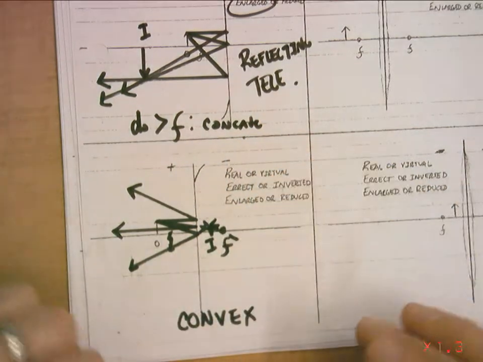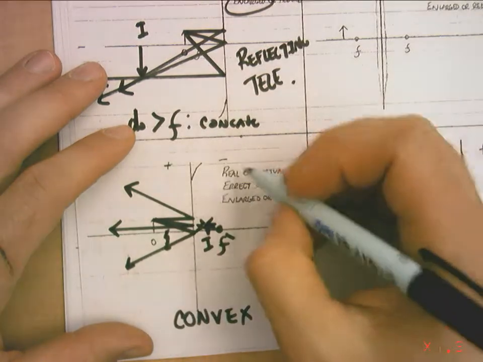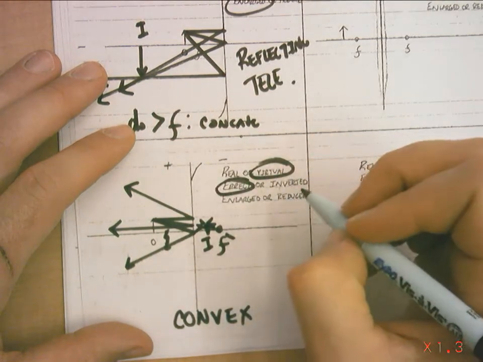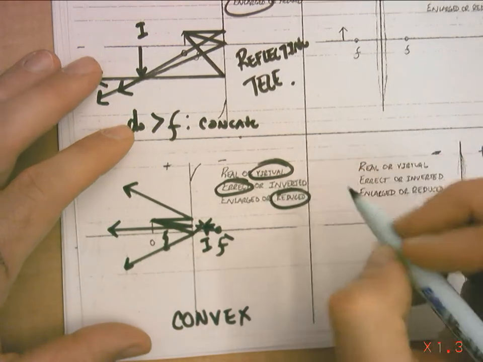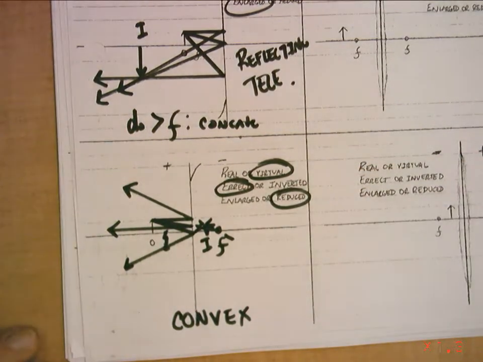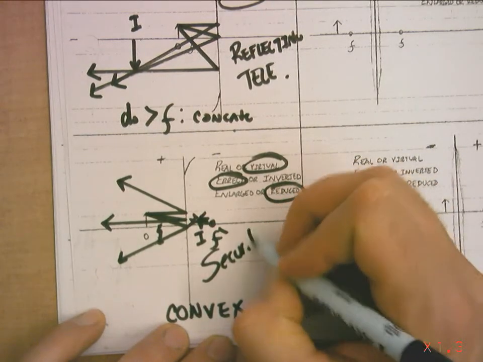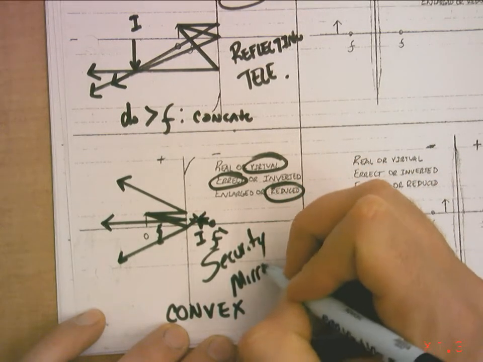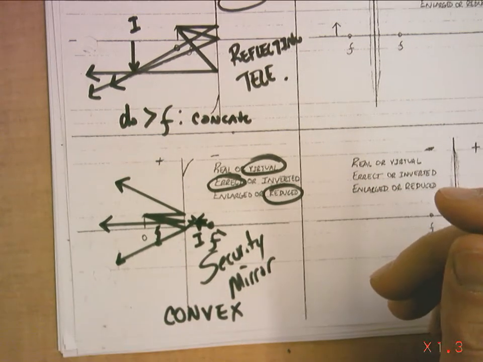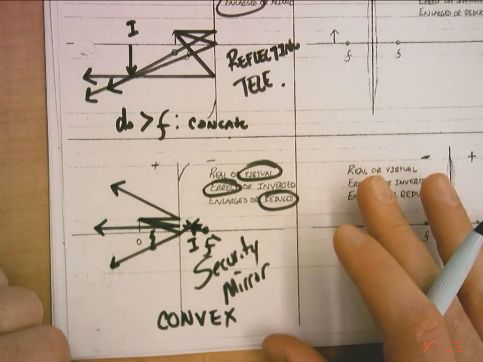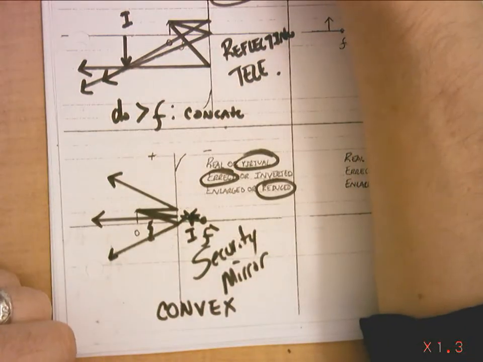Can't even see my arrow. The image is there. It is virtual as it's on the negative side of the mirror. It is upright, it's erect, and it is reduced. So virtual, erect, reduced. What's an example of this? This would be a security mirror. Never flips upside down. Can't get across the focal. Can't project it, but you can see around corners with it, so it's a security mirror. So I think I'll stop and I'll make another one for lenses.